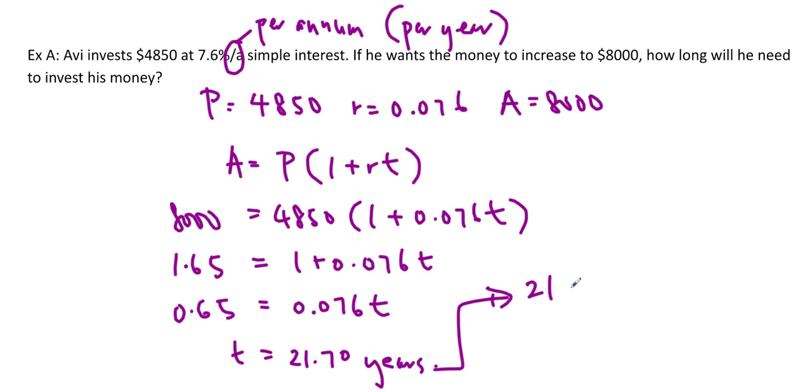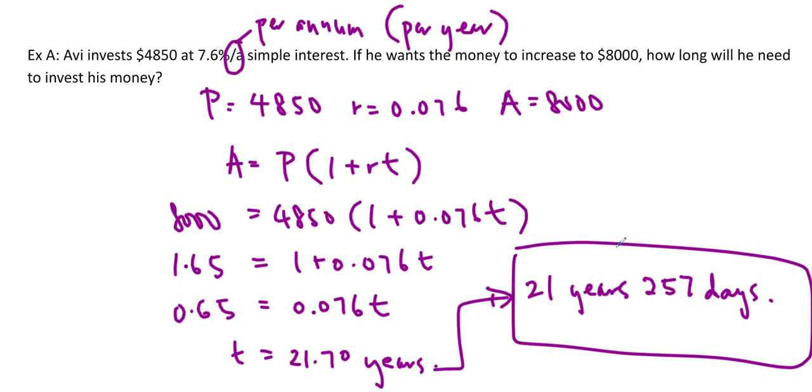And if we want to be a little bit more precise, we can do 0.70 times 365, so it'll be 21 years and 256 point something days, so we'll round it to 257 days because it's not going to happen before that 257th day ends. So we should always round up at the end of that. So Avi needs to invest for 21 years and 257 days. Good luck with that.